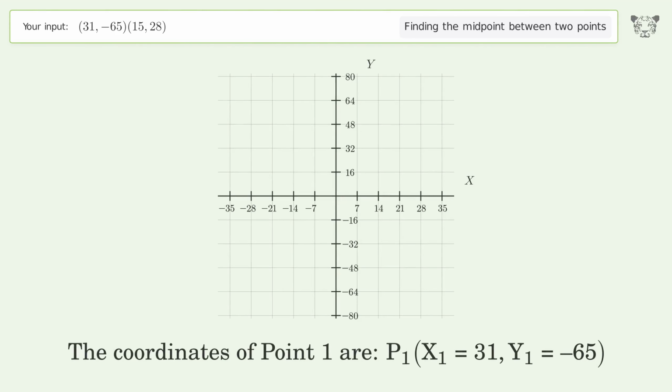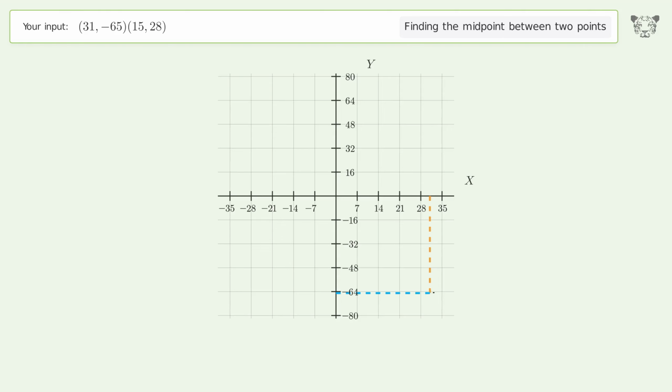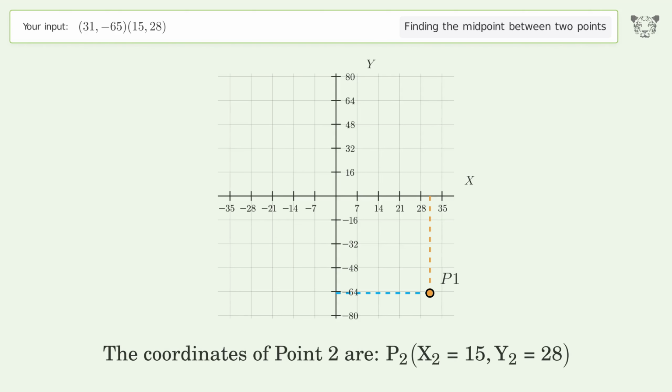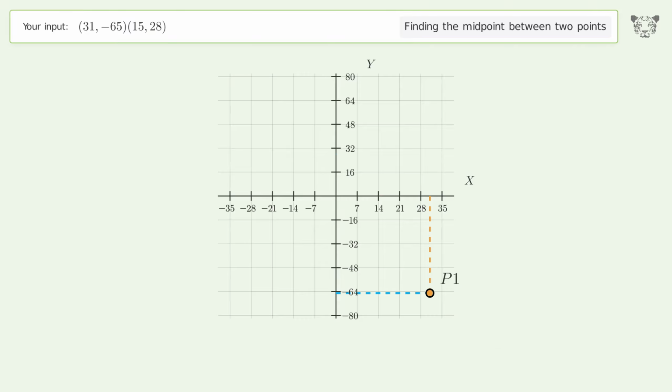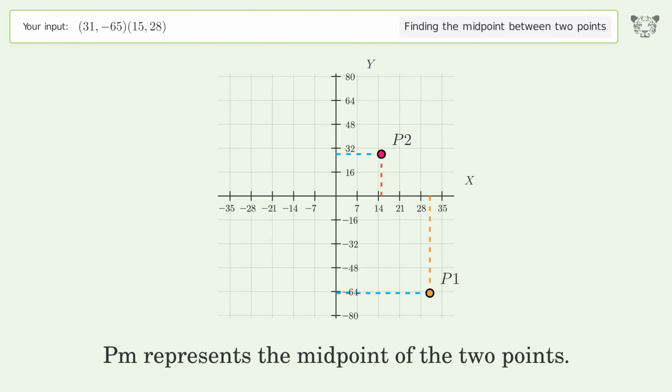The coordinates of point 1 are x1 equals 31, y1 equals negative 65. The coordinates of point 2 are x2 equals 15, y2 equals 28. PM represents the midpoint of the 2 points.